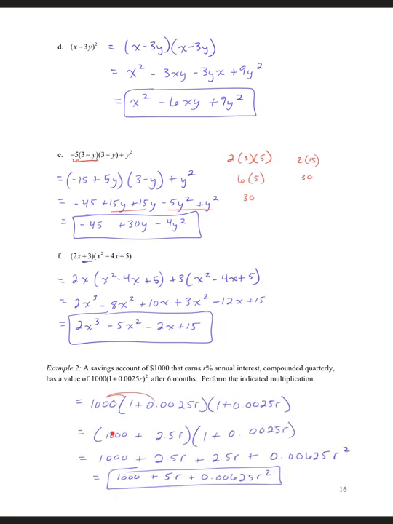Okay, and when we do this, first thing I did is I wrote out the squared, so we have 2 of these. And then, like I said, we have 3 factors here. So I first multiplied the 1,000 by the first factor to get 1,000 plus 2.5r. Again, that's a sum, keep it in parentheses. And then I FOILed or distributed this one. So I took 1,000 times both of those, and then 2.5r times both of those. Combine like terms, and we get this for an answer: 1,000 plus 5r plus 0.0065r squared.